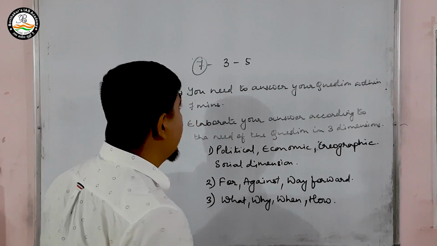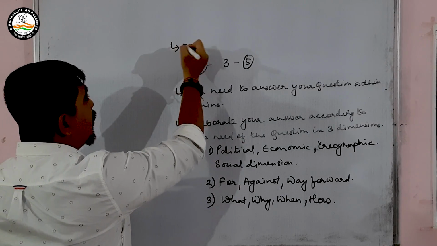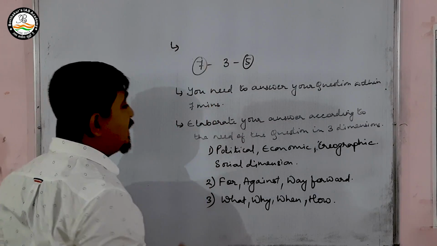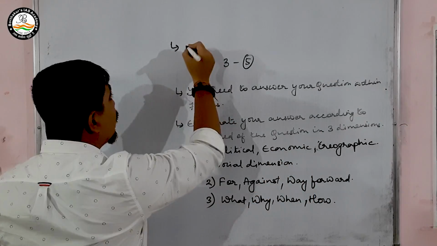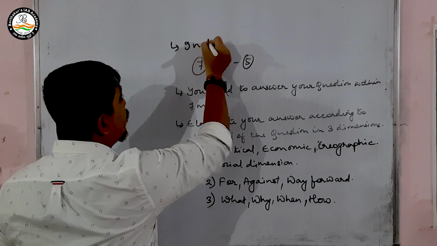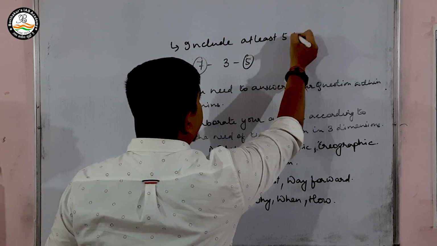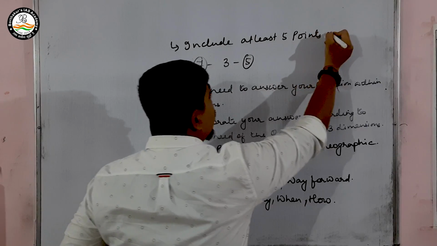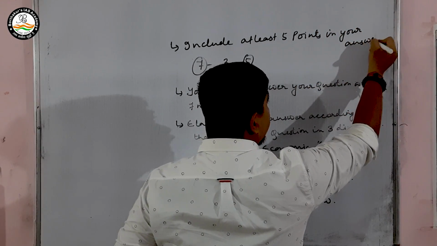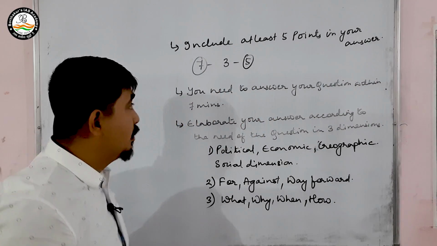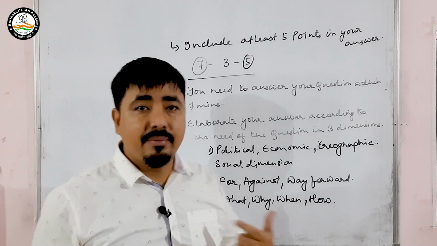And the next one is 5. 5 is nothing but, in your answer you should at least point out 5 points. Include at least 5 points in your answer. So this is the 735 rule.